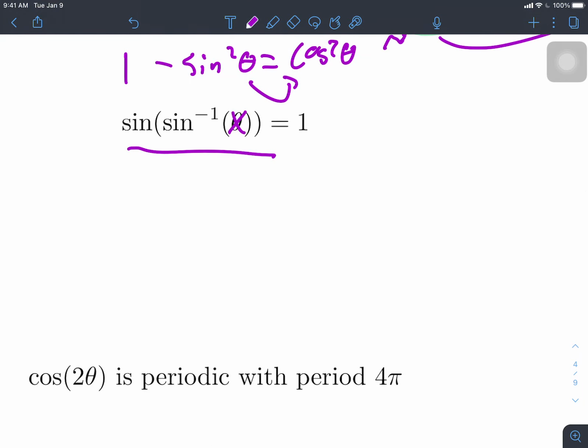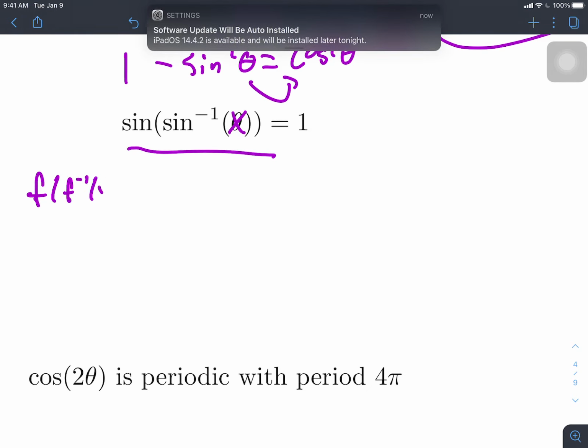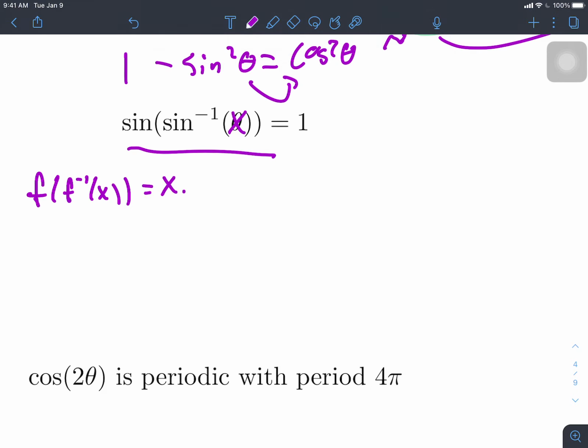Because remember, sine inverse is going to take an input, which is a y value of a point on the unit circle, and it's going to output a value theta. And then sine is going to take that, and this is basically like saying the sine function is always equal to 1. Which is definitely not true. We do have the relationship that f of f inverse of x is equal to x. That's a relationship that we had when we talked about inverses.